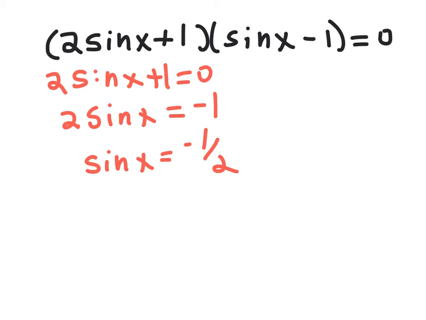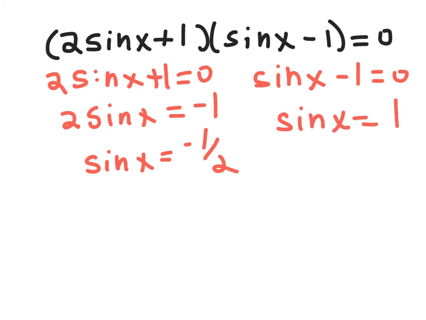Now I'm going to do the same thing for the other factor. This is sine x minus 1. I'm going to set it equal to 0 and solve by subtracting 1 from both sides. And now I have sine x is equal to 1. Again, the trig function's isolated. Now I can see what angles I take the sine of and get positive 1.